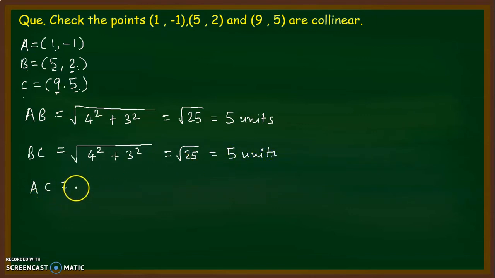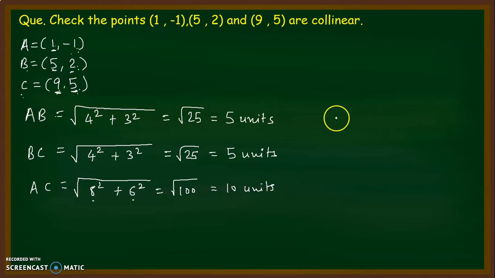If you find the distance between A and C, so this is A and this is C, then (x2 minus x1) whole square is (9 minus 1), that is 8 square, plus (y2 minus y1): y2 is 5 and y1 is minus 1, so 5 minus minus 1, minus minus becomes plus, so 5 plus 1, 6 square. So it will be the square root of 64 plus 36, that is 100, equal to 10 units.